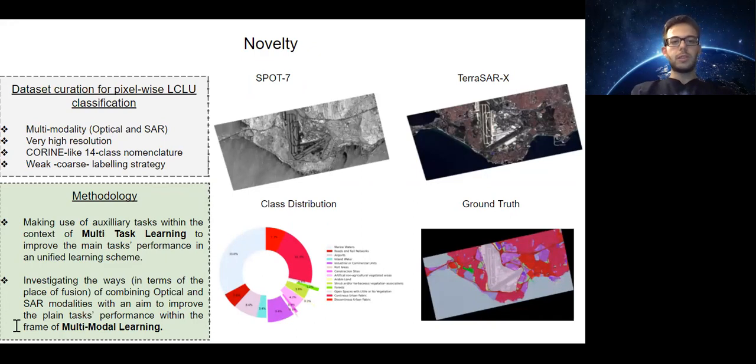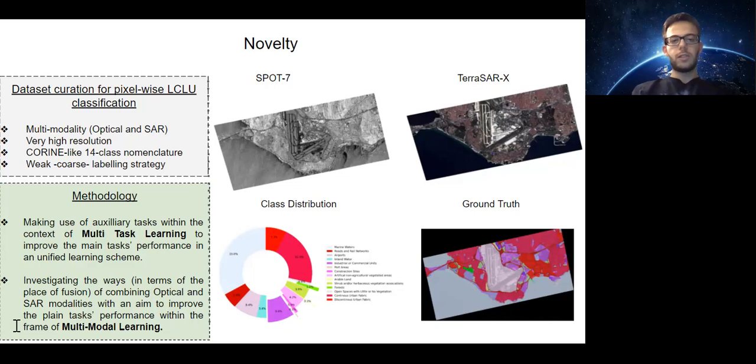The dataset used in this thesis is created from scratch for the task of pixel-wise land-use-land cover classification, and contains two modalities, optical and SAR, acquired from Spot7 and TerraSAR-X satellites, respectively. 14 land-cover-like classes are used during ground truth creation phase.